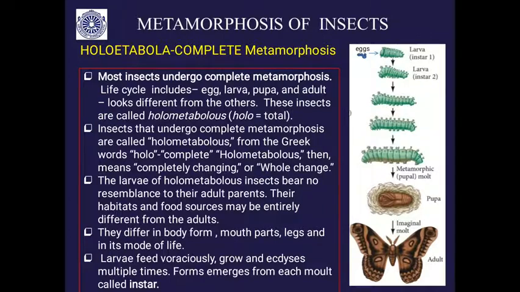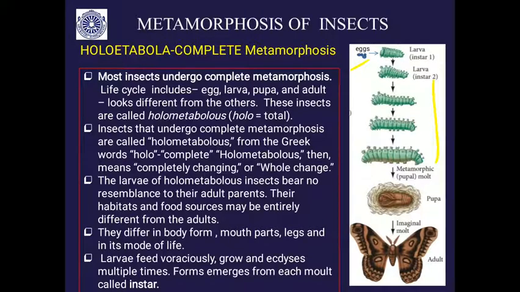So the next is the holometabola or the complete metamorphosis that you see in the case of butterflies, moths and all. These are the eggs and the different stages of caterpillar, pupa and the fully formed winged adult. Most insects, they undergo complete metamorphosis. Life cycle includes egg, several larval stages, several instar larva, pupa and adult. So the egg hatches into the larva, which looks entirely different from the adult. These insects are called holometabolous or holometabola.